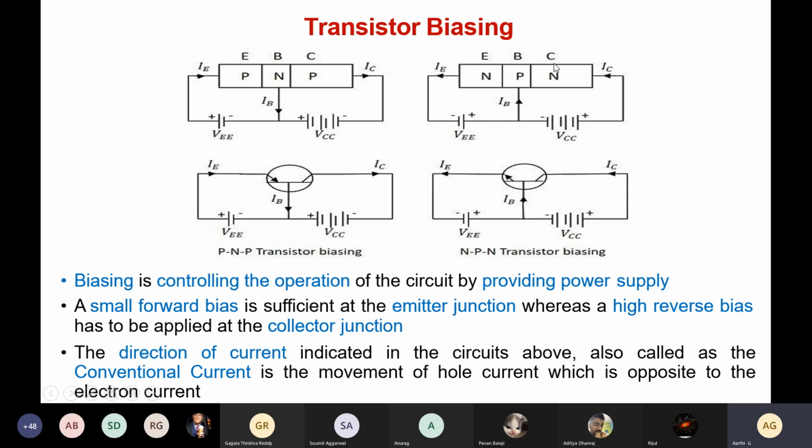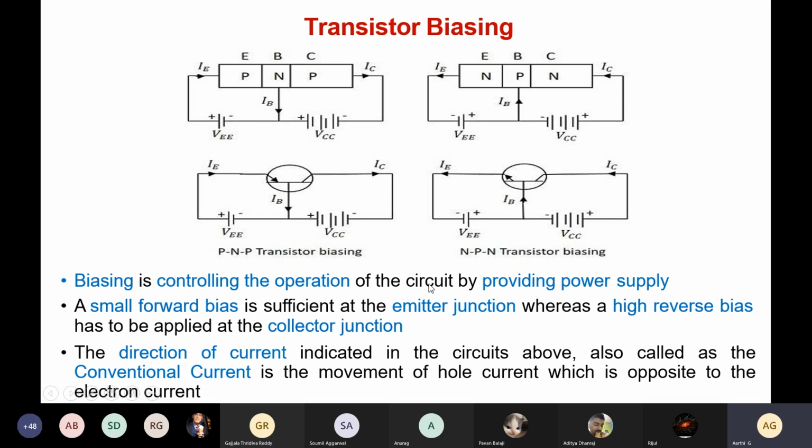This is for the NPN type configuration: negative to negative, positive to positive. If you connect similar polarities, it's forward biasing. Then on the collector base, negative to positive and positive to negative is reverse biased. This is how we generally bias the transistor. You can see here we have placed the transistor along with the symbol. The inward symbol pointing at the emitter is the PNP type, and the outward symbol is the NPN type. We have forward biased the emitter base and reverse biased the collector base junction.